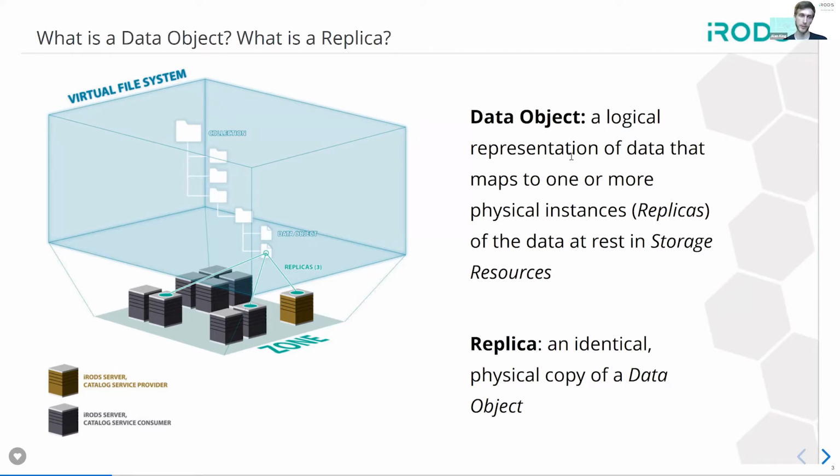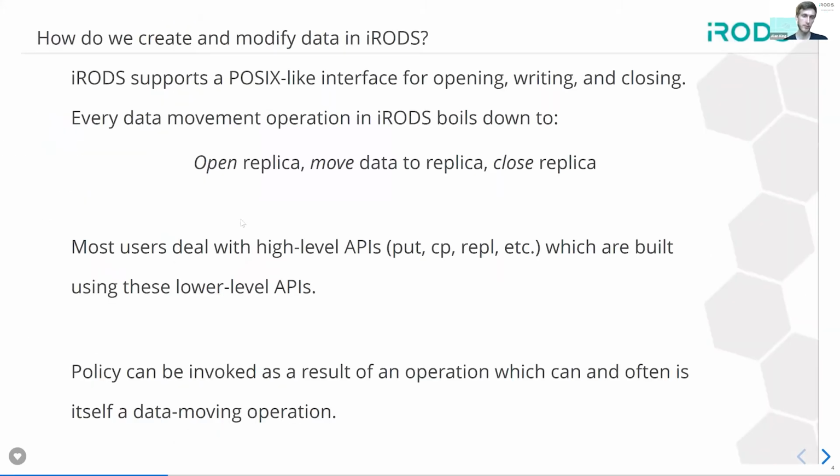As stated here, a data object is a logical representation of data that maps to one or more physical instances called replicas. A replica is an identical physical copy of a data object, which is at rest in a storage resource. On the left is a diagram you may or may not have seen before, which shows a projection of the virtual file system from an iRODS zone. You've got your data objects up top being replicated into different servers in your zone. Okay, so now we've got replicas and data objects defined. How do we interact with data in iRODS? Specifically, how do we create and modify it?